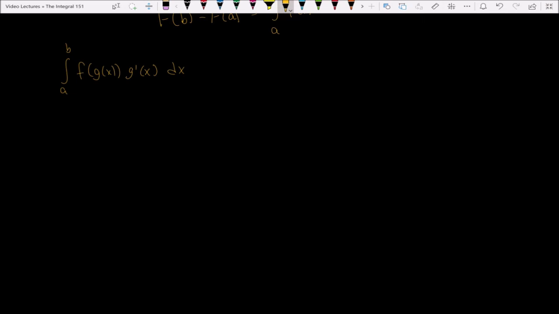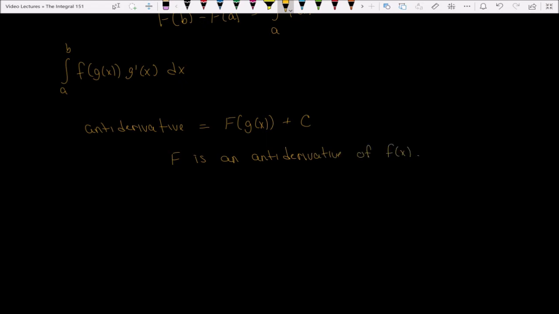Now, we've already seen that the antiderivative is big F of g of x plus a constant, where big F is an antiderivative of little f. Right, that was from the change of variable video.